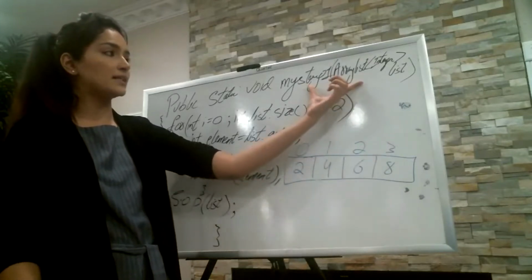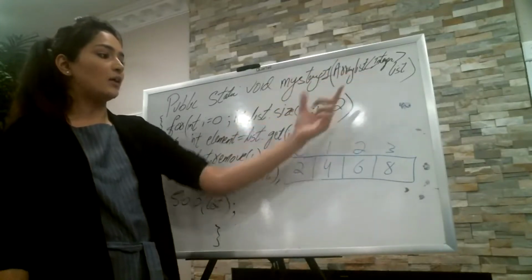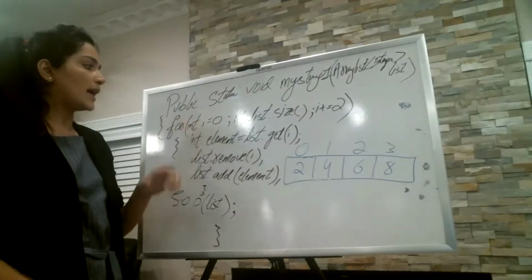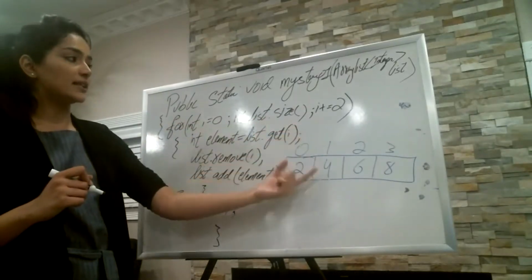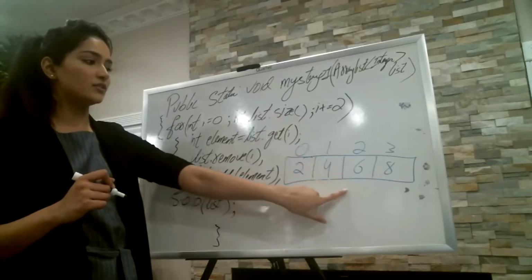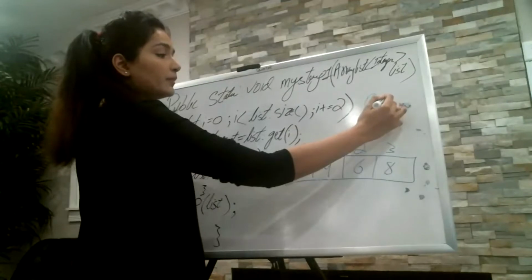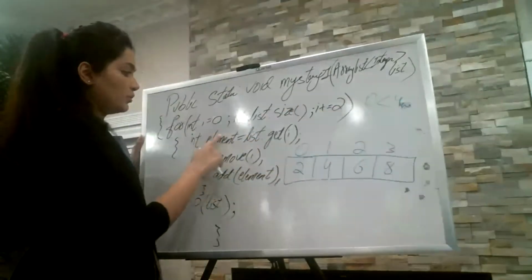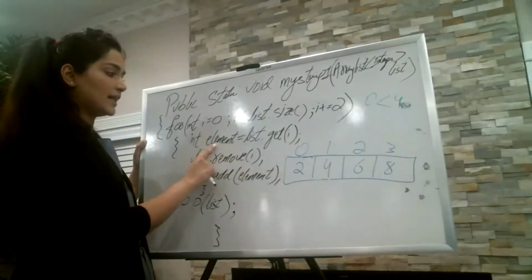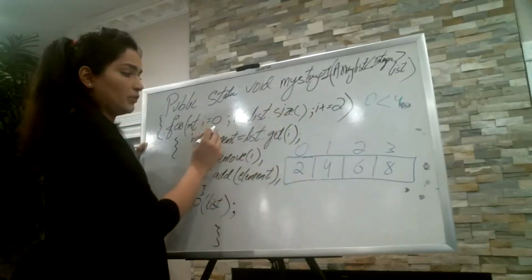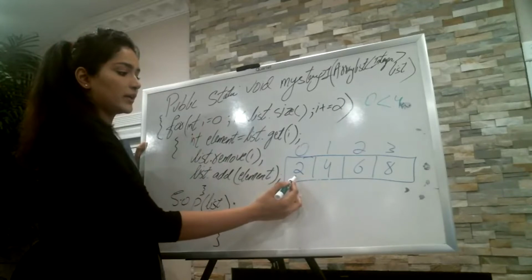This array is passed into the method mystery1, and the name of this array is list. First of all, we go through the loop. Your i is 0, and i is less than list.size. What is list.size? It's 4. So is 0 less than 4? That is true, so you go inside. What we have is element equals list.get(i). Your i is 0, right? So what we have at index 0 is 2.